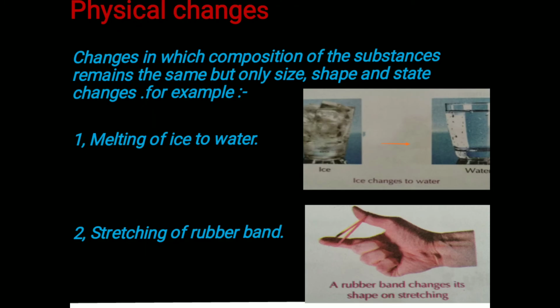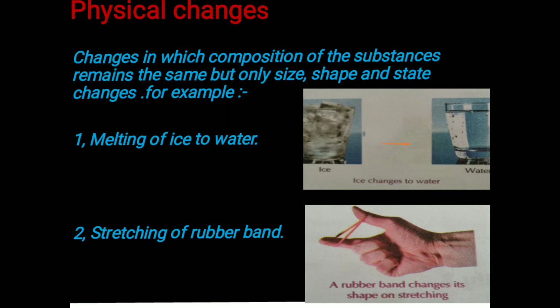Next one is physical changes. These are changes in which the composition of the substance remains the same but only size, shape and state change. For example, if we keep ice in the open, what happens? Ice changes into water. We see only the shape, size and state change. That water is a liquid form and ice is a solid form.